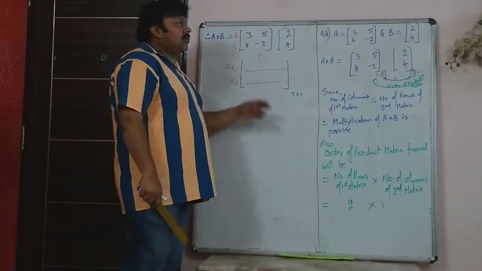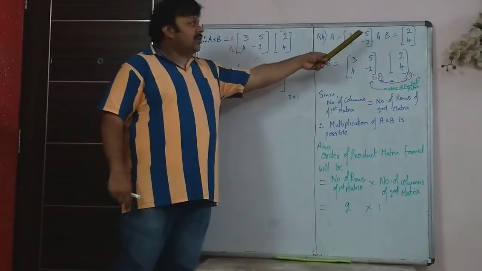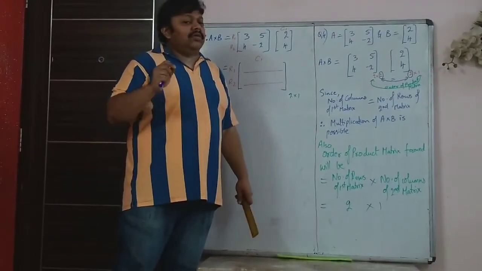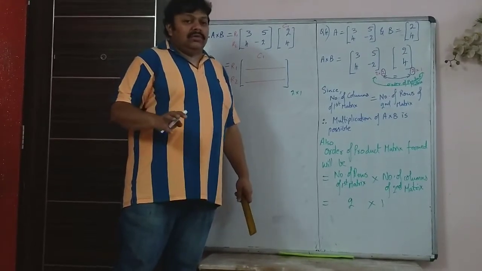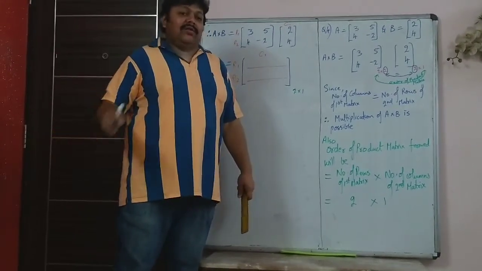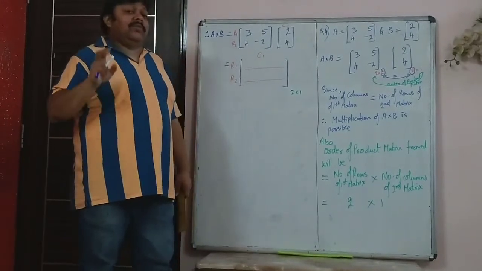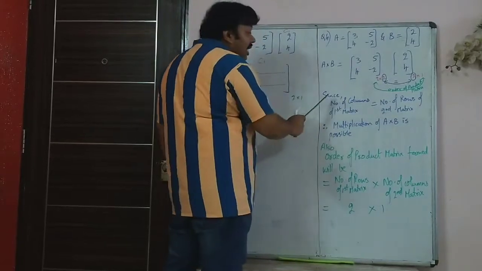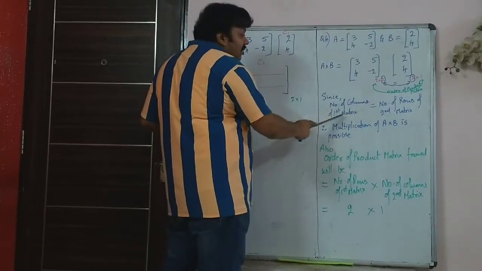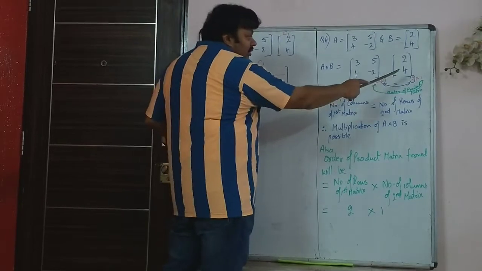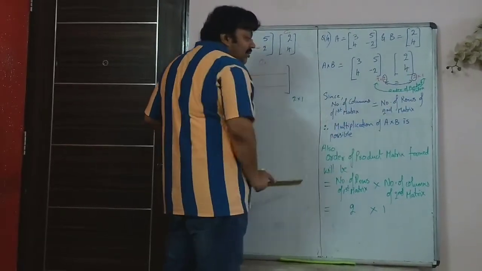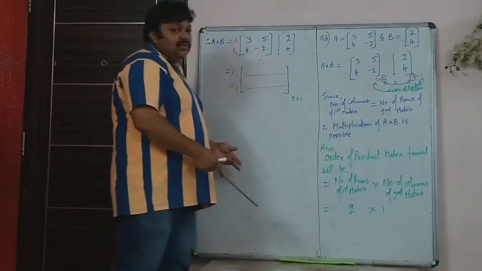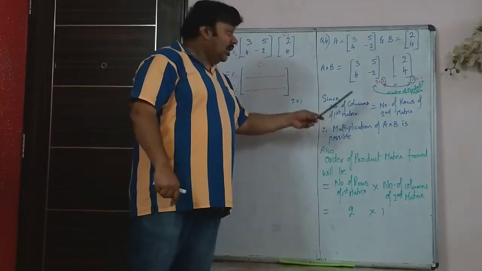Now in the fourth question, they have given you a matrix A and a matrix B. And they have first asked you whether A into B is possible or not and to give a reason. So when the question itself asks this, you have to explain properly and fully. That means you will write, since the number of columns of the first matrix is equal to the number of rows of the second matrix, therefore multiplication of A into B is possible. So that is what you will have to write.